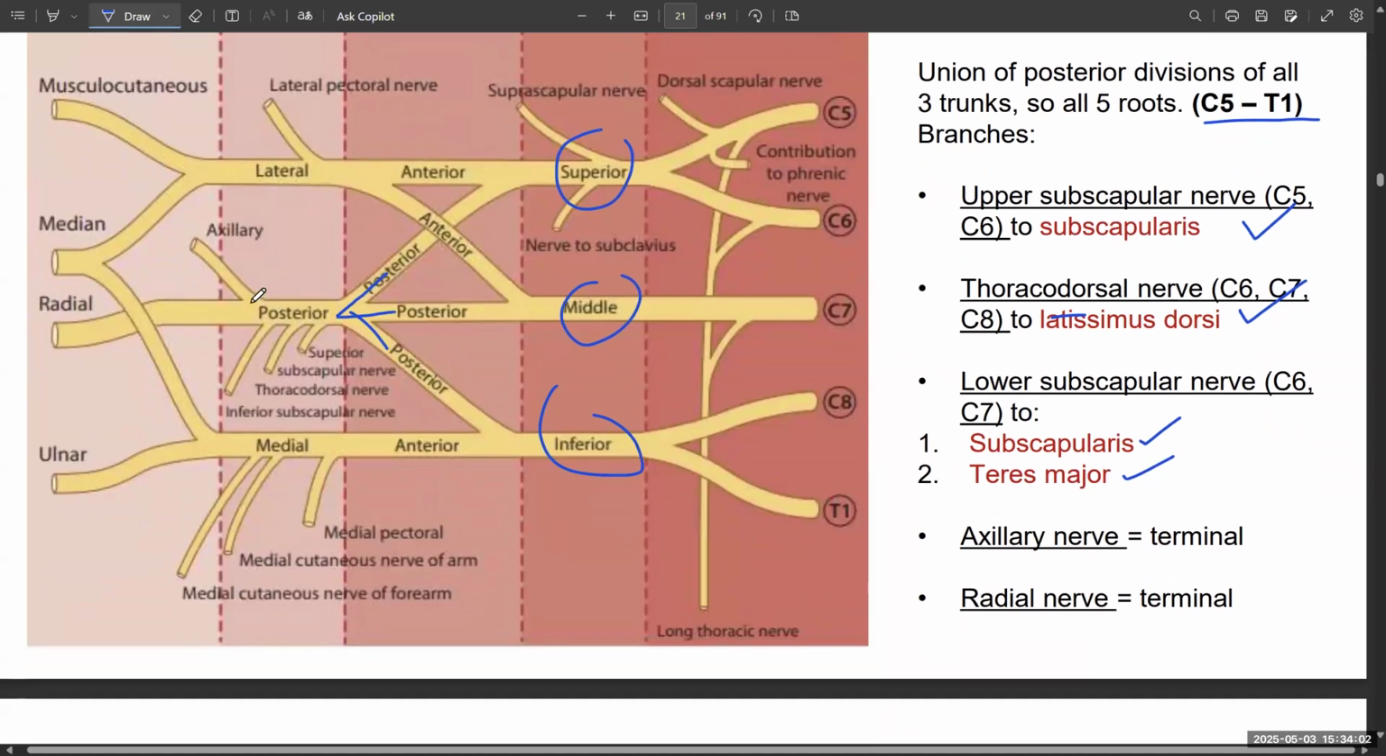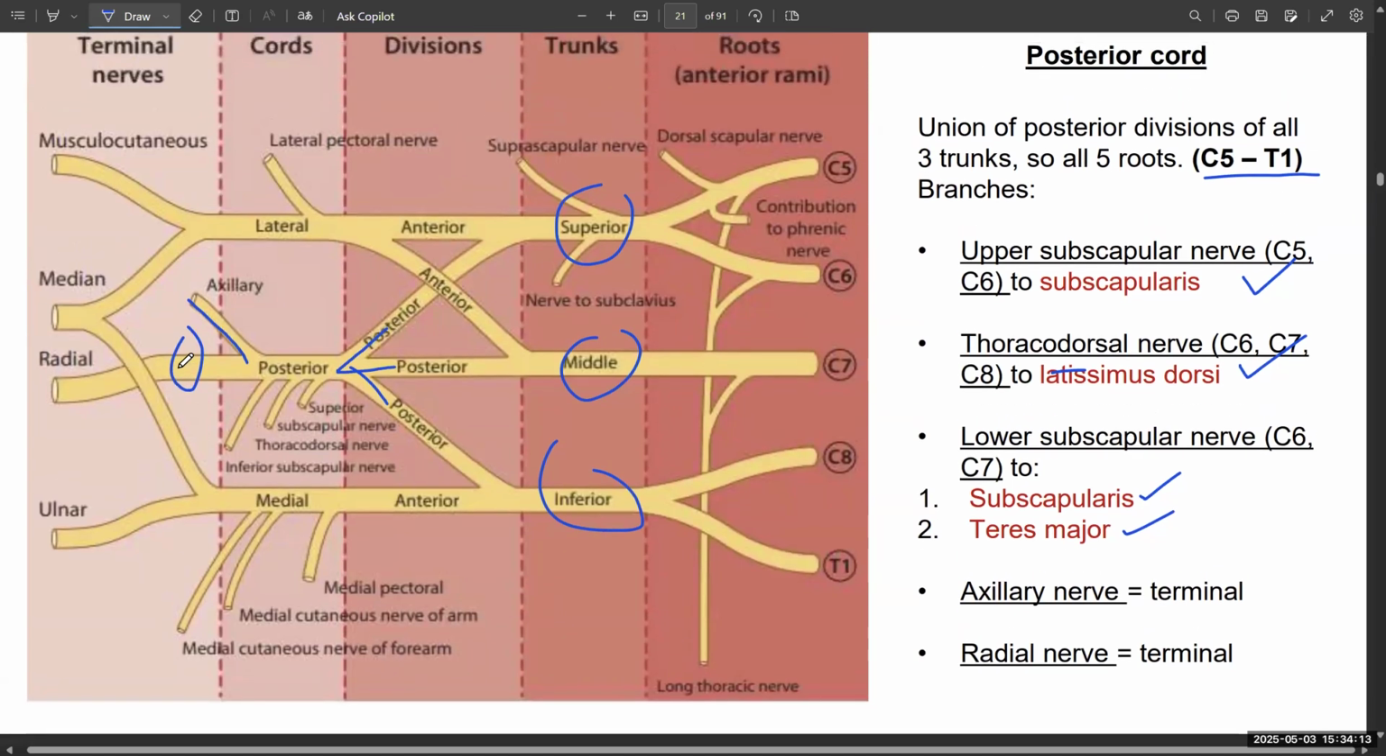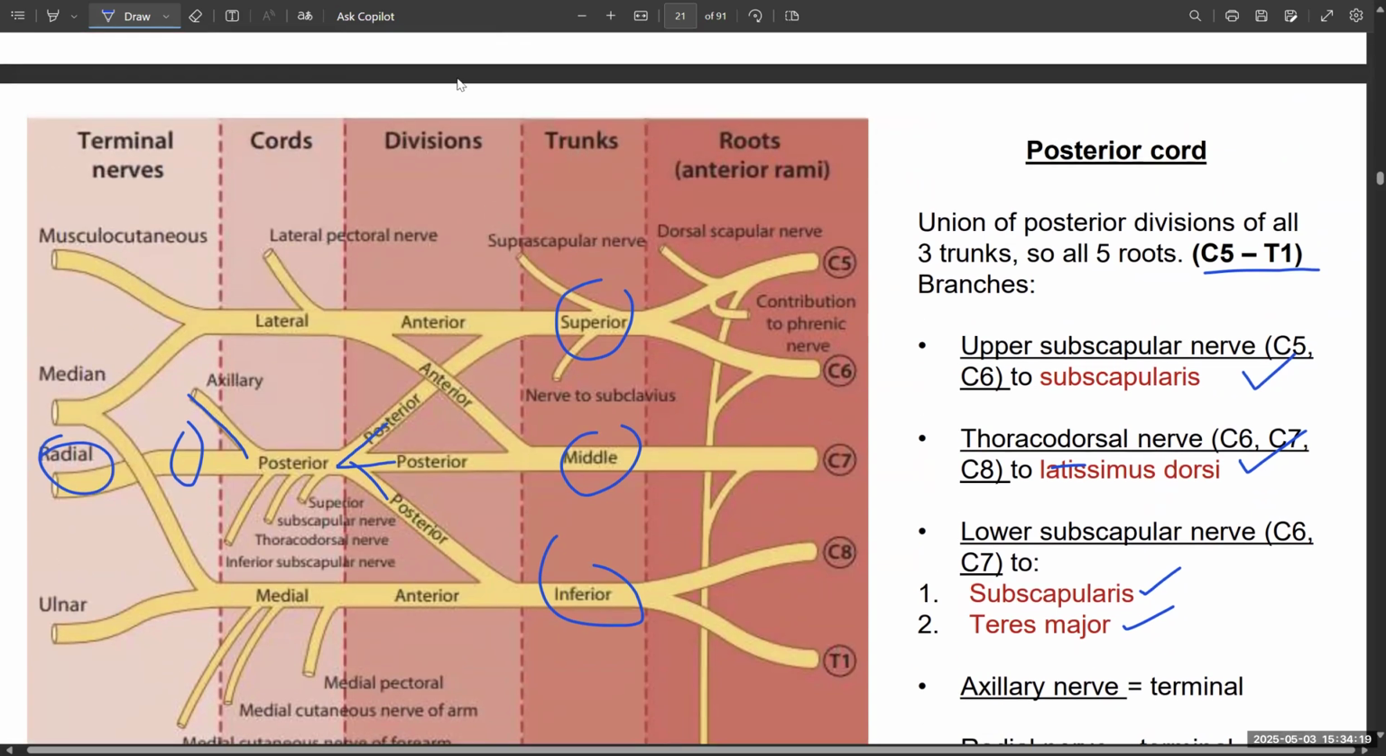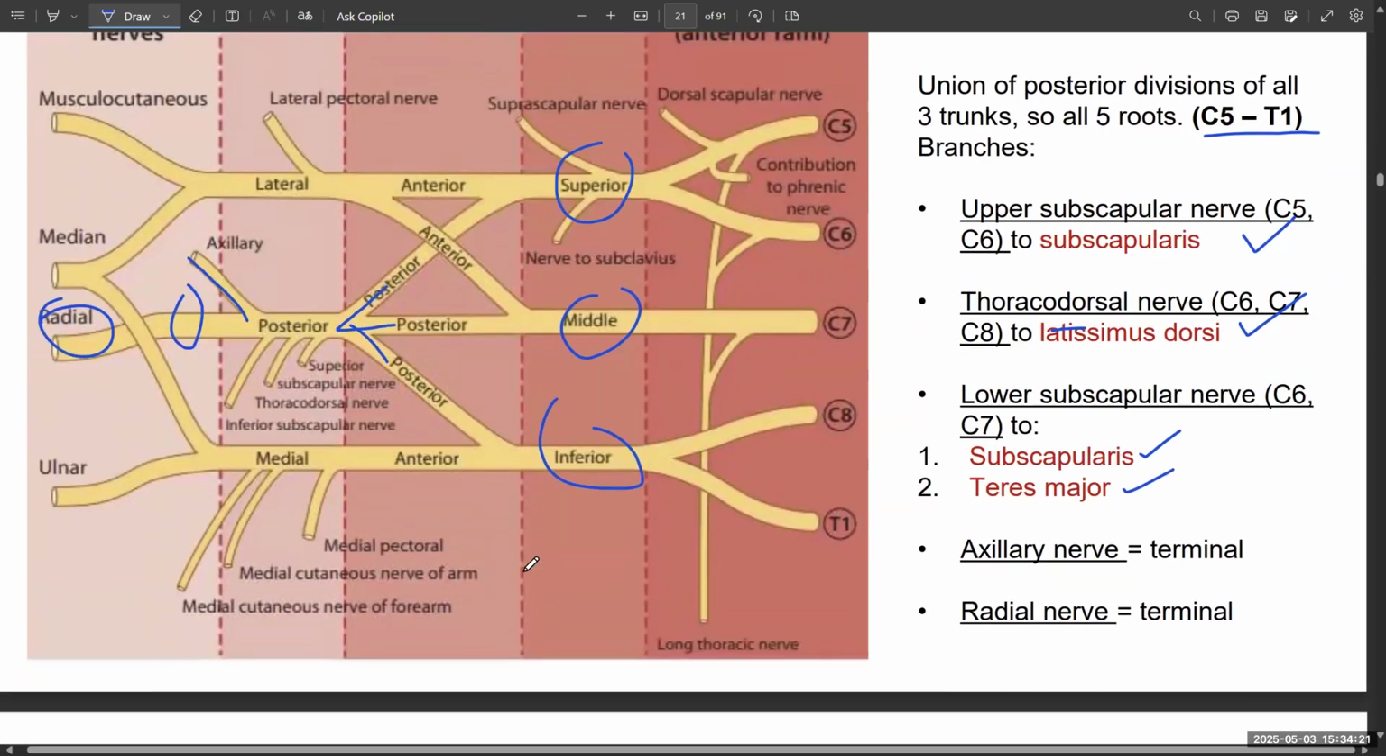This axillary nerve over here is a terminal nerve, and the radial nerve is also a terminal nerve. The radial nerve is very, very important, so we will come back to it. Of course we will. This is the biggest branch of the whole brachial plexus.